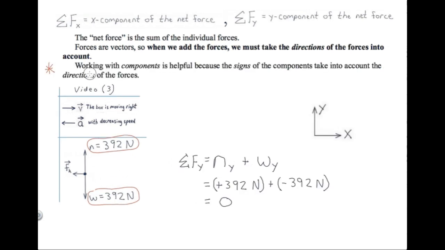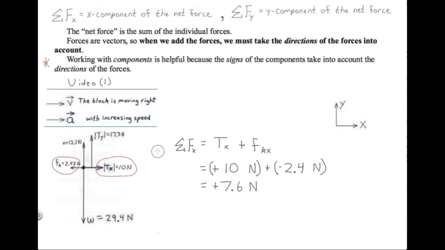other out. Working with components is helpful because the signs of the components take into account the directions of the forces. For example, in video 3, N sub y equals positive 392 newtons, and W sub y equals negative 392 newtons. So the net force in the y component equals positive 392 newtons plus negative 392 newtons, which equals 0. That confirms that when you add these 2 forces, they cancel each other out.